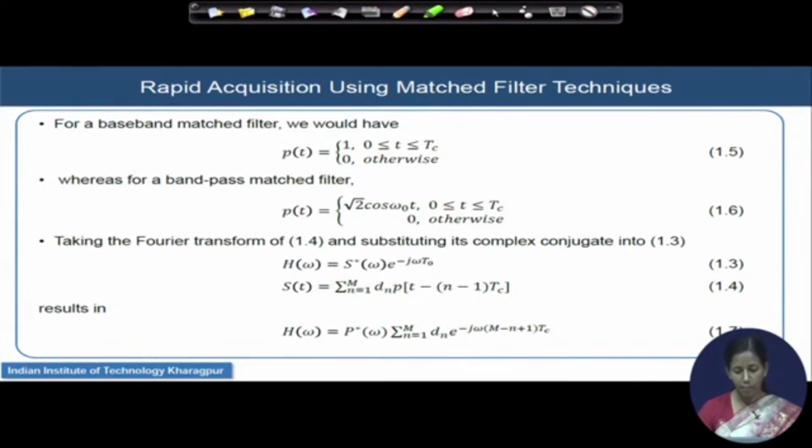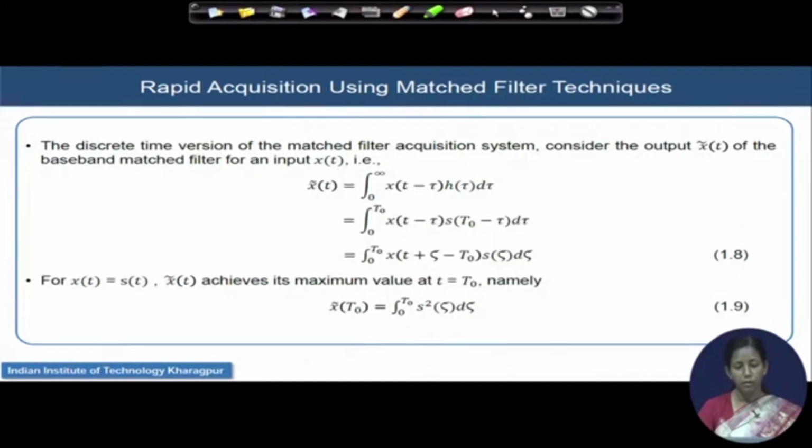So after this recap, let us proceed. We are interested in getting the discrete time version of this matched filter acquisition system, because we wish to put it in a circuit inside the discrete time domain for easy handling.